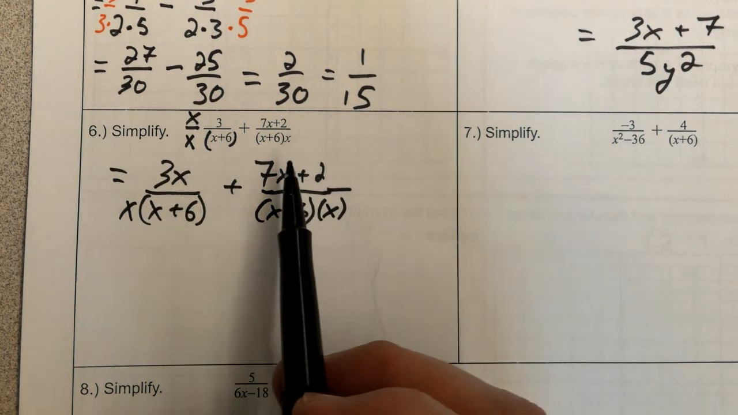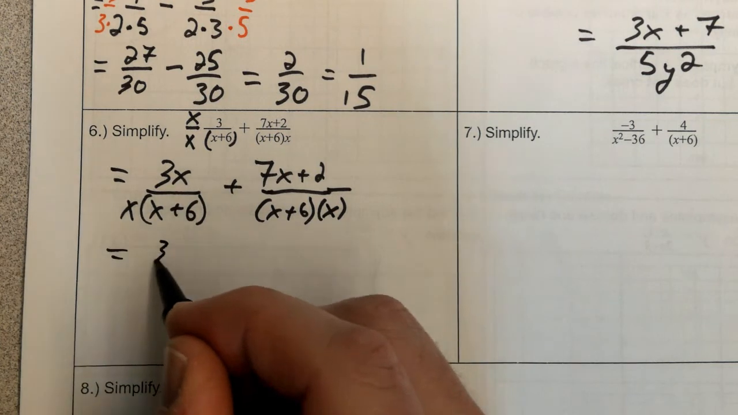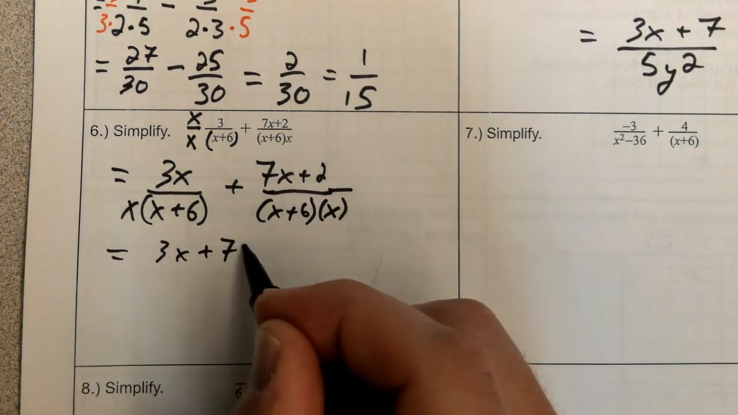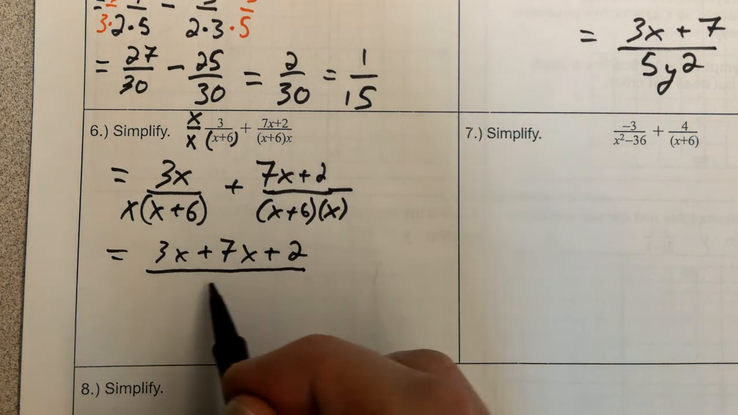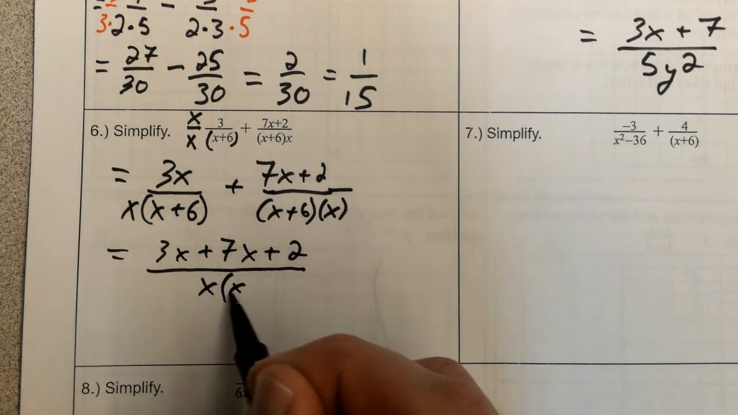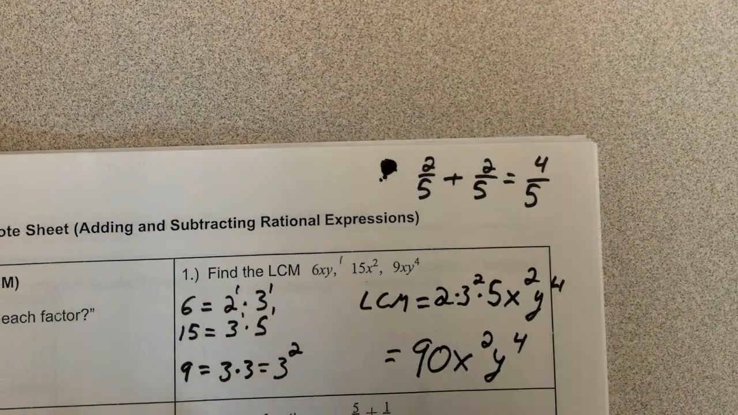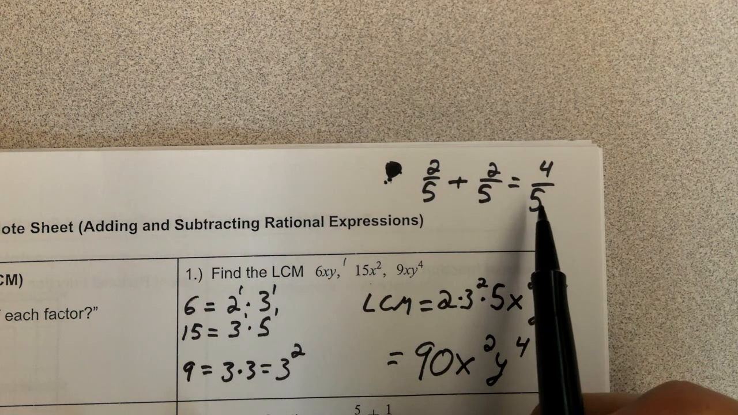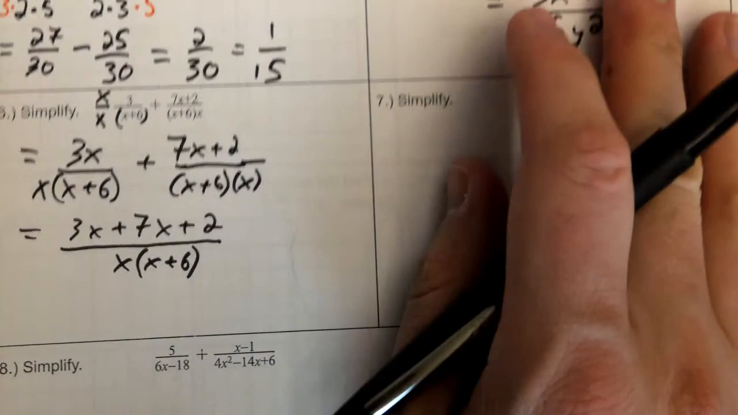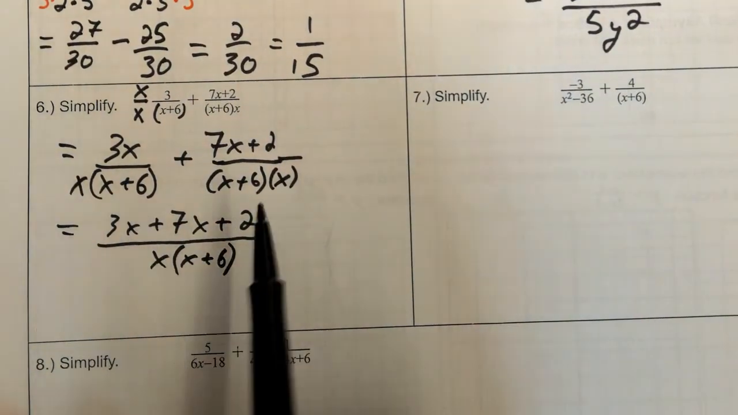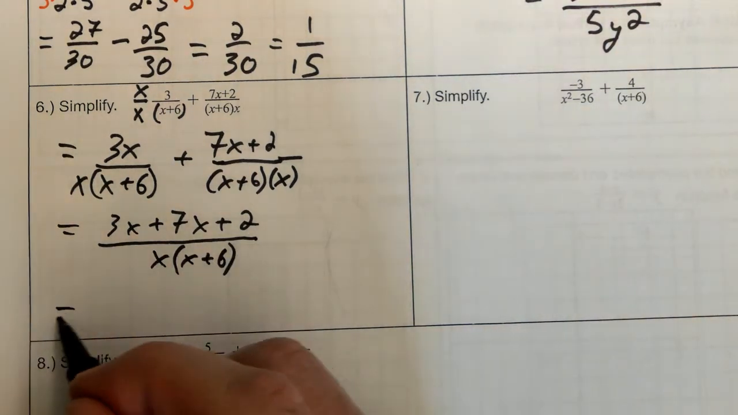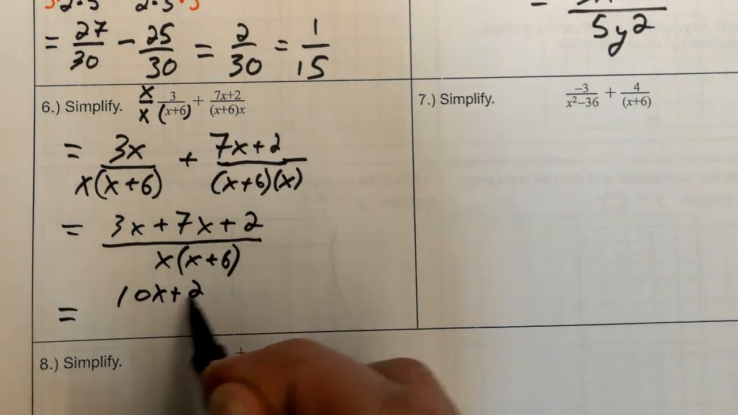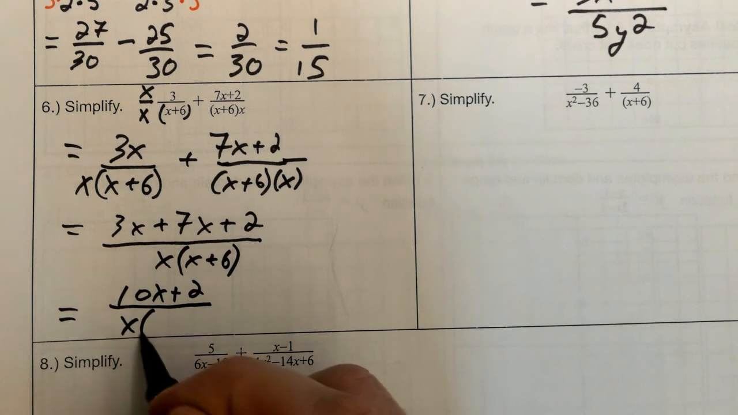So now I can just add across the top and the bottom. So I get 3x plus 7x plus 2. I'm sorry, not adding the bottom. The common denominator just shows up down here. So I just have x times x plus 6. Very similar to up here when we added fifths, the denominator was still 5. You don't add the denominators. You just get this, and then you simplify the top. 3x plus 7x is just 10x plus 2. So I get 10x plus 2 over x times x plus 6.